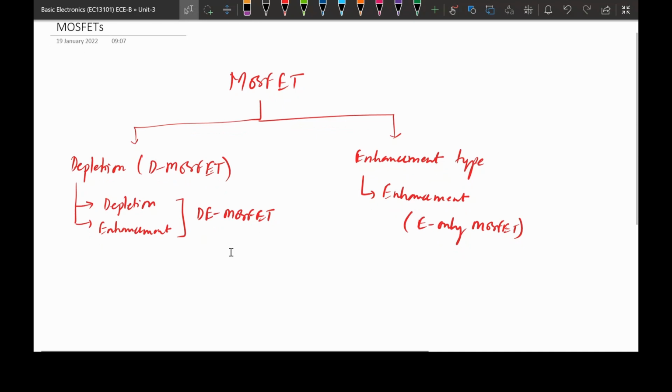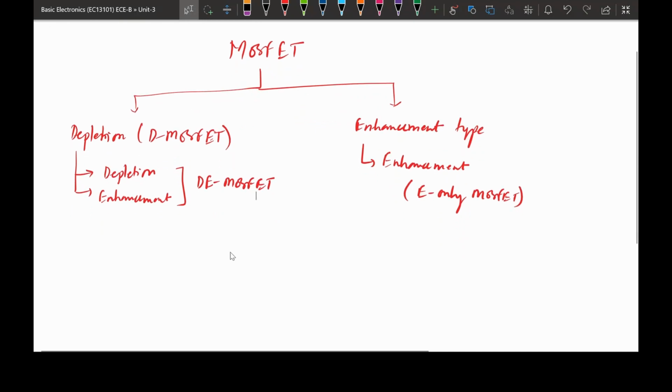In the MOSFET case, we will go first with the depletion MOSFET, how its working is there, and then we will see some of the working operations of the enhancement type. Before that, we will go with the topic, what basically a MOSFET is, and how this MOSFET is different from BJT and JFET.